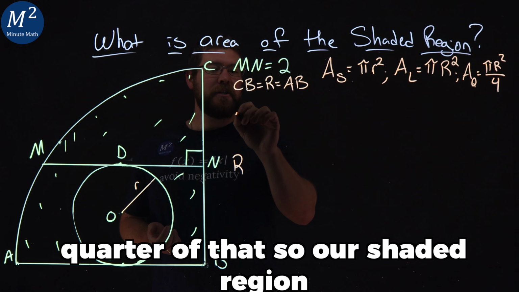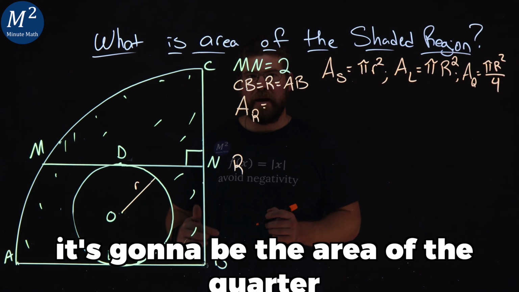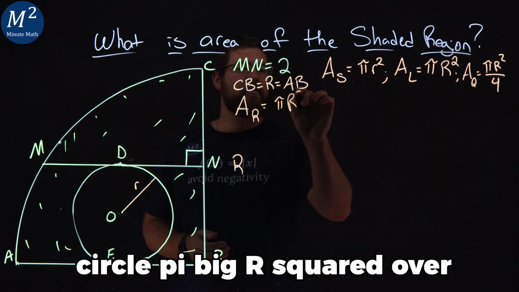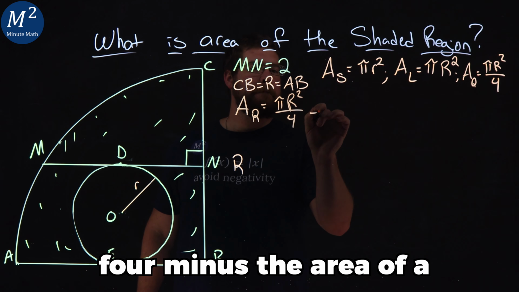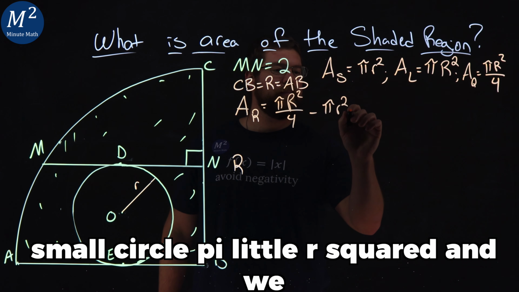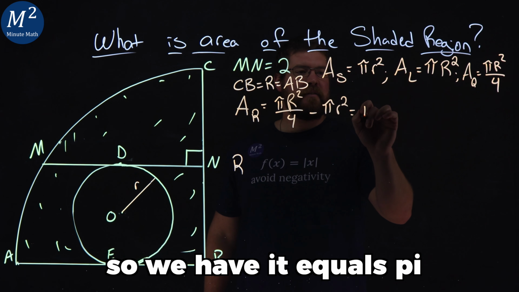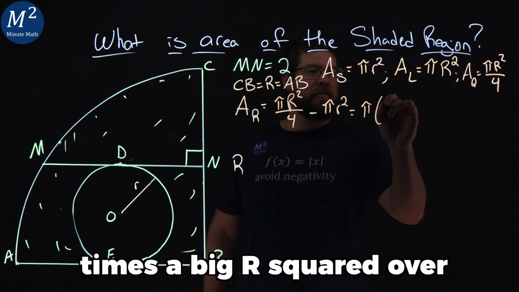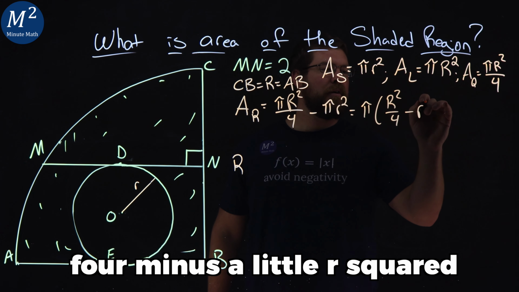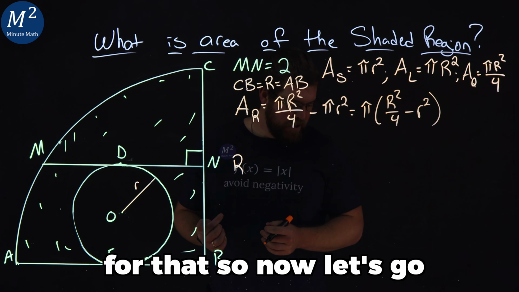So the area of our shaded region is going to be the area of the quarter circle, pi big R squared over 4, minus the area of the small circle, pi little r squared. And we can pull out the pi, so it's equal to pi times big R squared over 4 minus little r squared. All right, so we set the groundwork here.